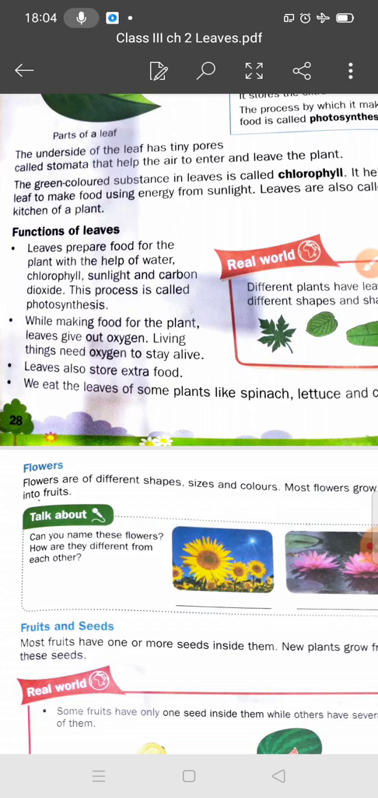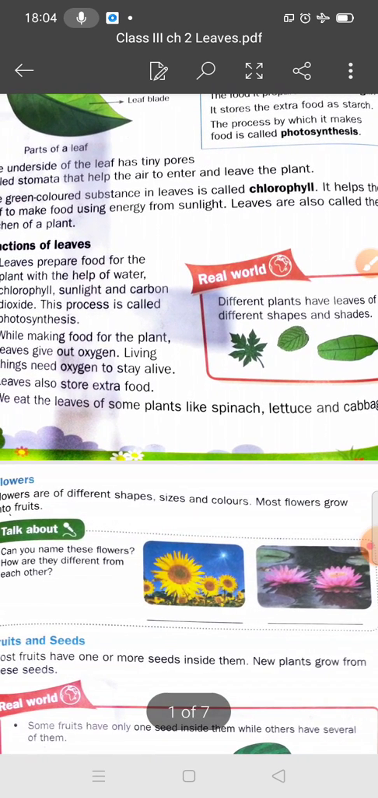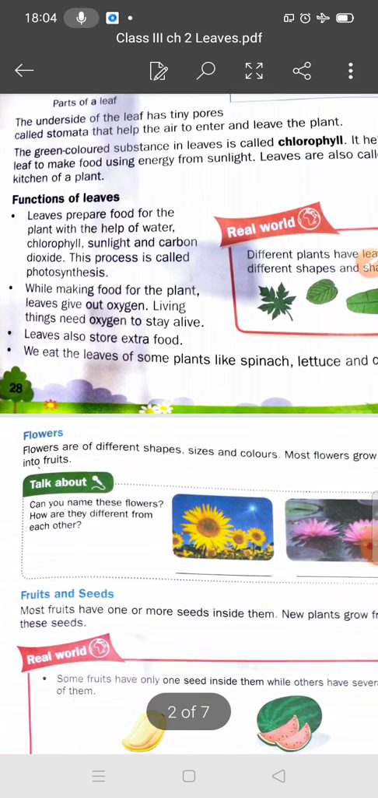So what is the function of the leaf? Leaves prepare food for the plant, and while making food, leaves give out oxygen, and living things need oxygen to stay alive. Some leaves also store extra food, and we eat the leaves of some plants like spinach, lettuce and cabbage, mint also, coriander also. There are many examples of leaves that are eaten by us.